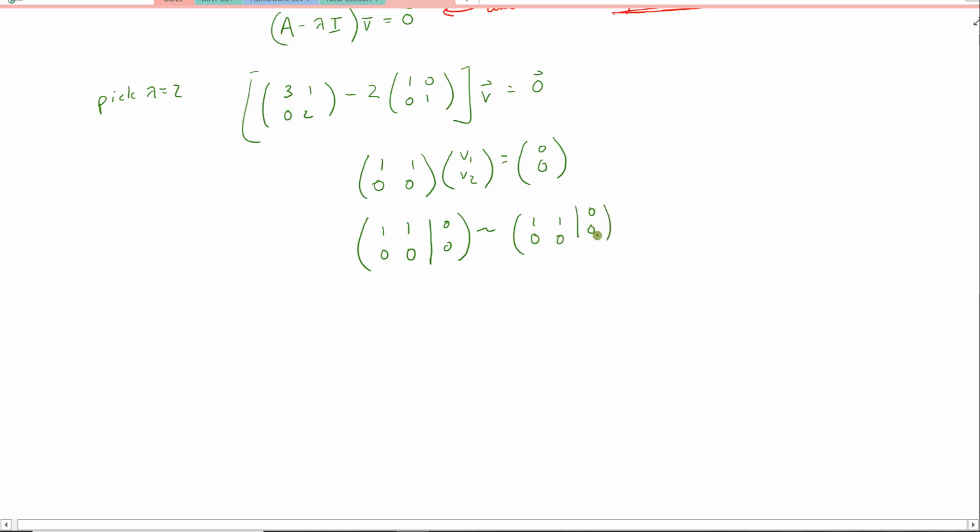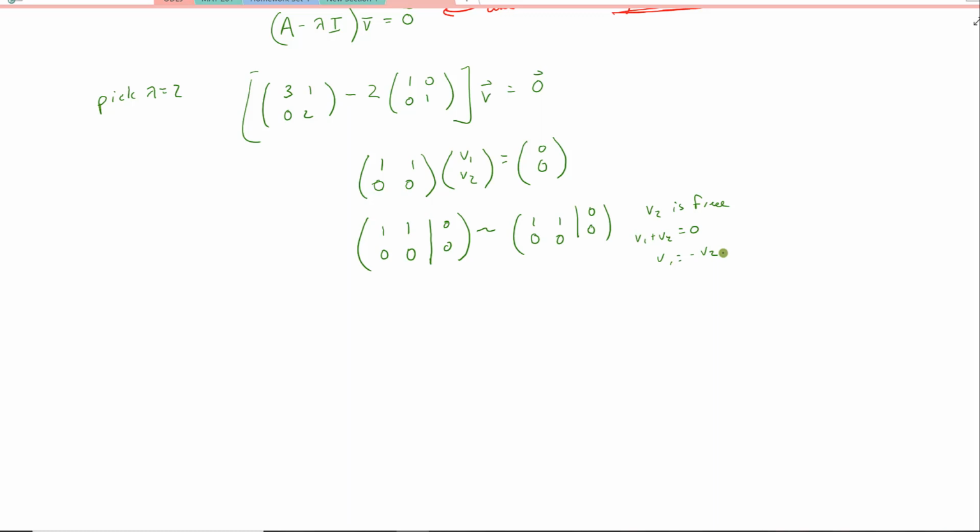There's nothing more we can do, and we can go ahead and read the solution from this. This says that V2 is free, and that V1 plus V2 has to equal 0, or that V1 is equal to negative V2. Often when you go to find the eigenvectors, unless it's an unusual circumstance, we will have at least one free variable when we solve the corresponding system. So there's nothing unusual there.